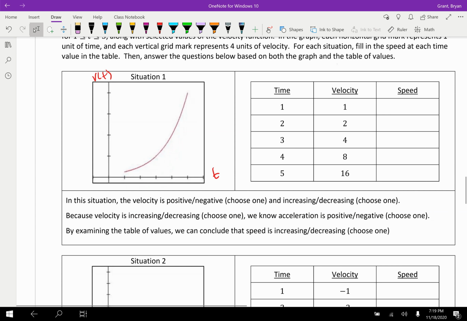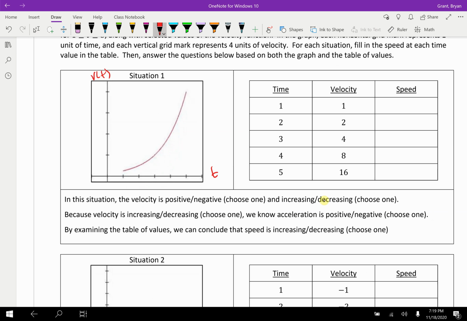They go pretty quickly. At a time of 1, the velocity is 1. What is the speed? Well, the velocity incorporates the speed. The velocity of 1 means we're moving to the right at a speed of 1. Same thing, speed of 2, speed of 4, speed of 8, speed of 16. In this situation, the velocities are all positive values. We know they're positive because look, they're positive values. And are the velocities getting bigger or are they getting smaller? Well, they're getting bigger, right?